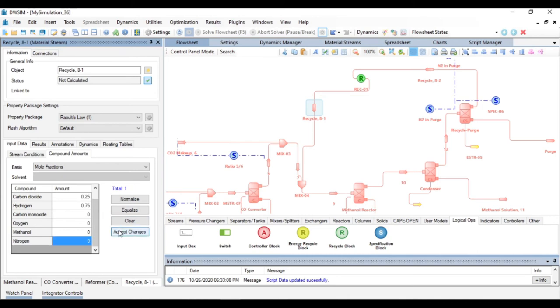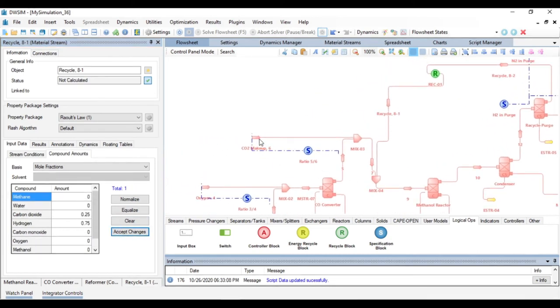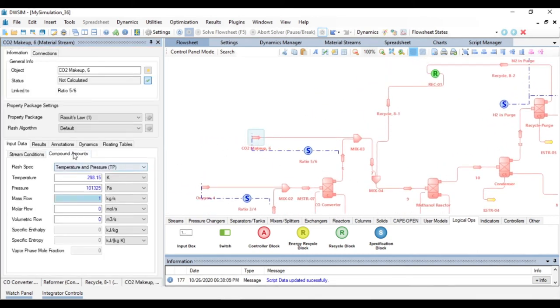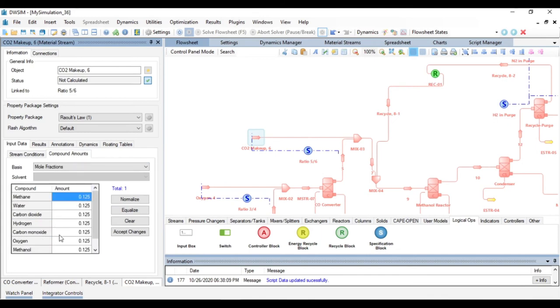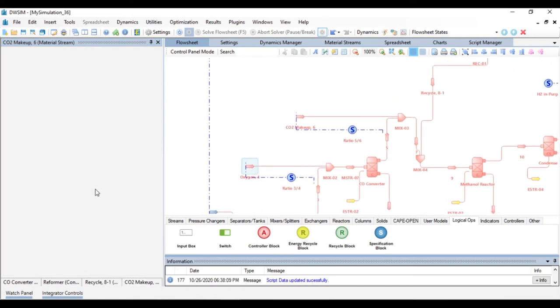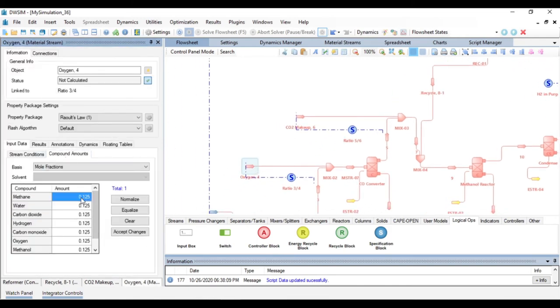Okay, then we accept changes. In the CO2 makeup, we have the compound amounts. It is 100% carbon dioxide, so we have 1 and 0 for the other compounds. Sub changes. Also in the oxygen, it is 100% oxygen, so 0 for the other compounds, then 1 for oxygen. So we have the sub changes.